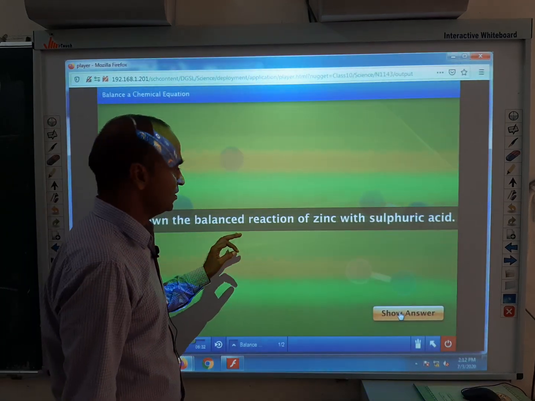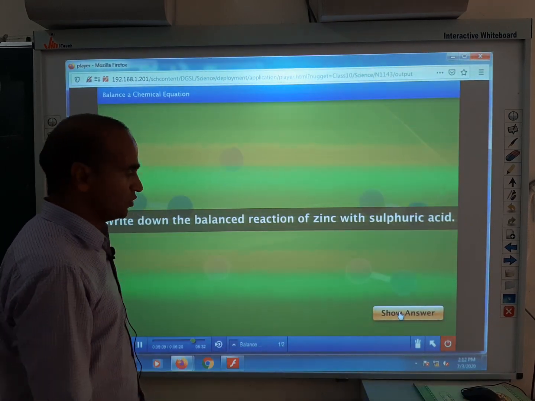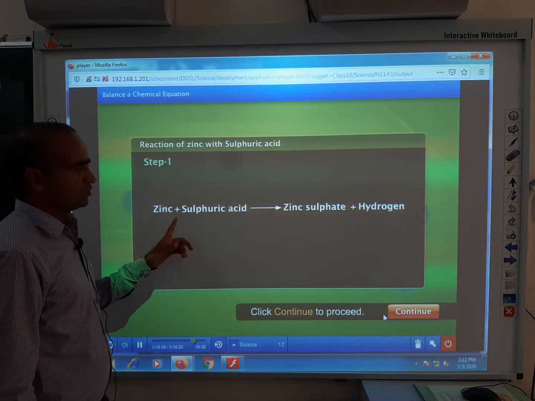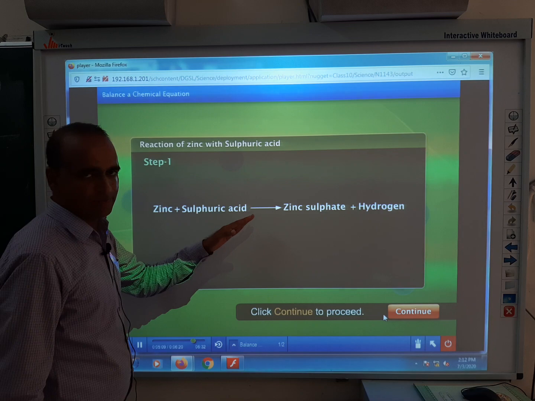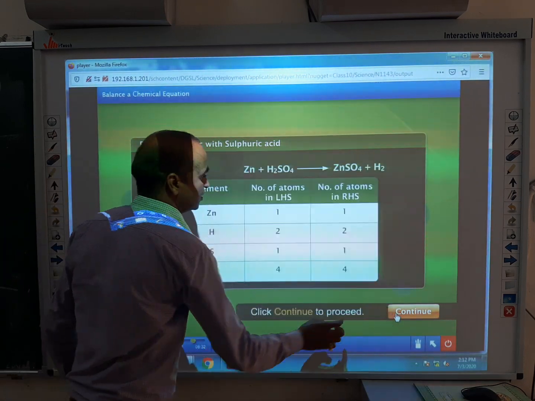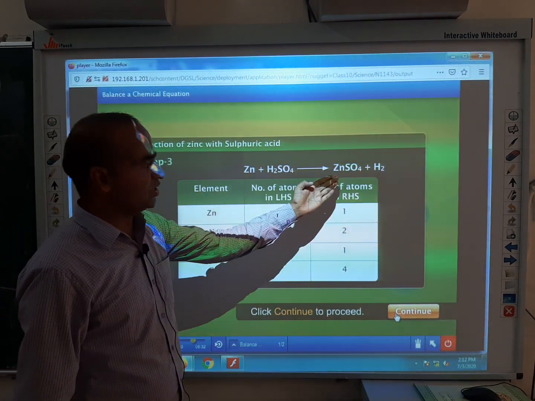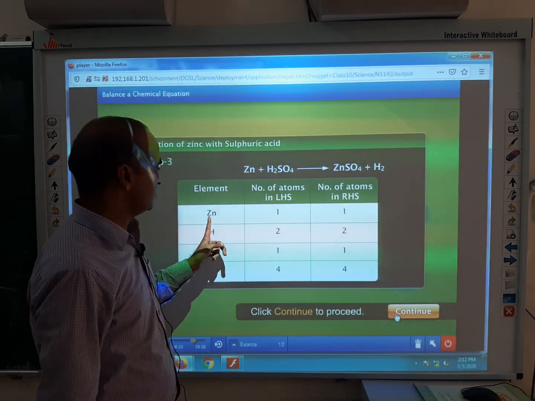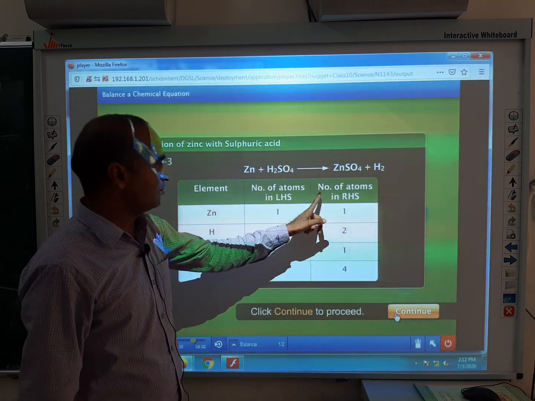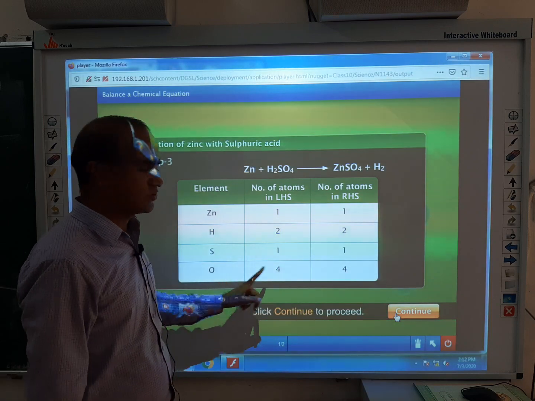This is the next example, the balanced chemical reaction of zinc with sulfuric acid. Now you see the answer of this chemical reaction: first step we write the chemical reaction, in the second step we write the symbolic form of the chemical reaction, in the third step we write the number of atoms present on the left hand side and the number of atoms present on the right hand side. On the left, zinc 1, hydrogen 2, sulfur 1, oxygen 4, and on the right hand side, zinc 1, hydrogen 2, sulfur 1 and oxygen 4.